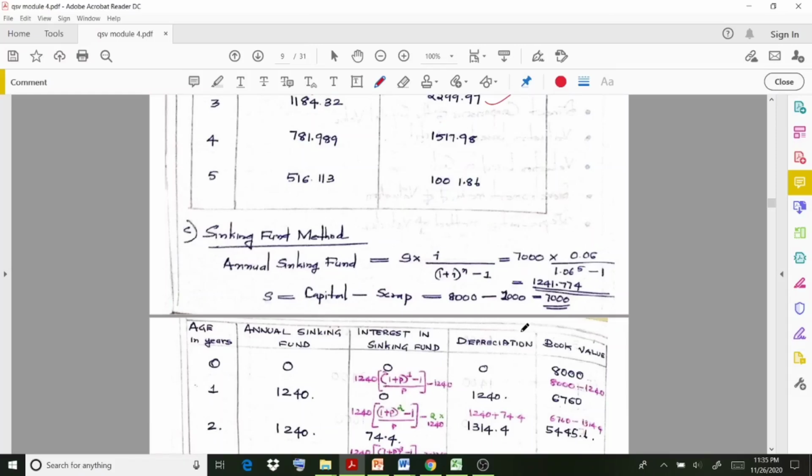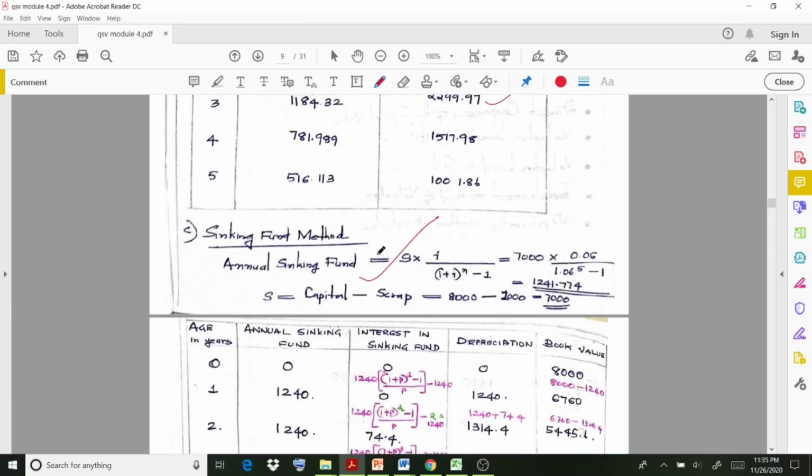The last method is the sinking fund method. Here you can calculate in two ways. First I will explain how it is going to be calculated. First of all, you have to calculate this annual sinking fund.